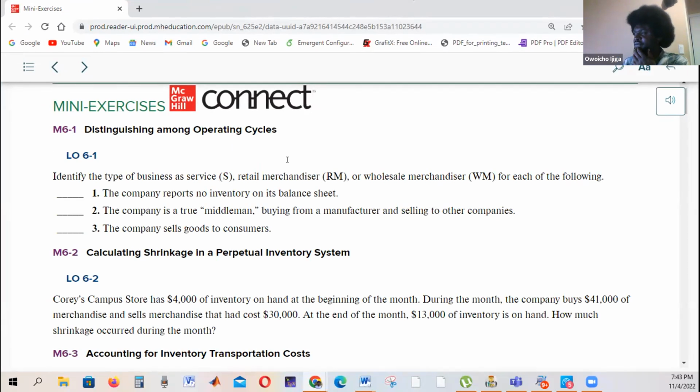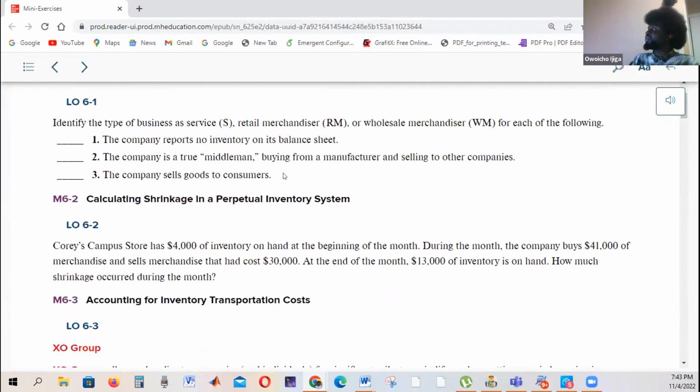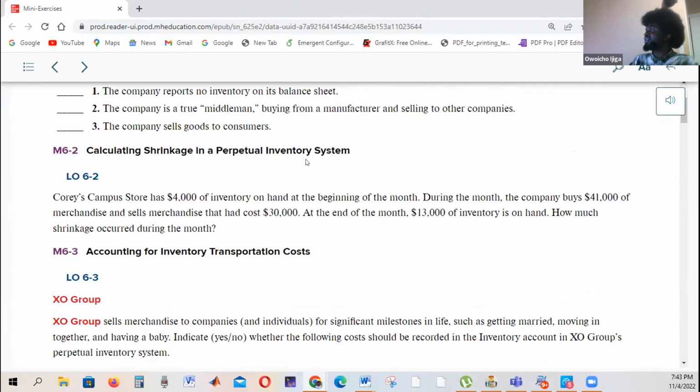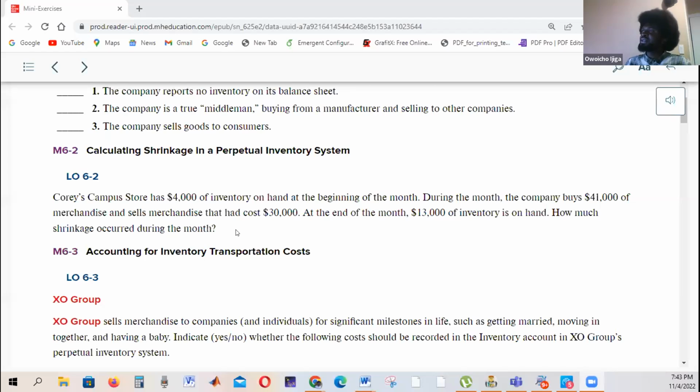Right now, I want us to look at the problems. I believe you can see my screen. Just to confirm, I'll continue to share my screen so that we solve the problem. And this is M2, which talks about calculating shrinkage in a perpetual inventory system. So let's look at the problem.